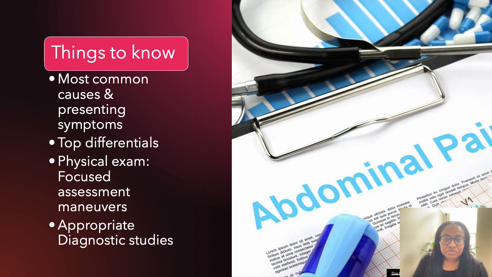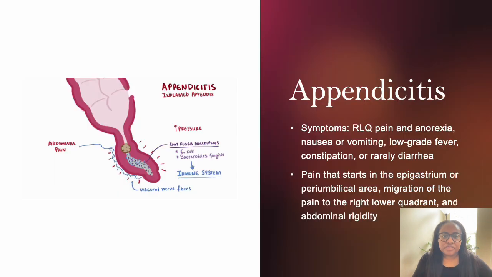So it's not okay just to order a test. You have to know why you're ordering that test and what to do with those abnormal findings if you have them. The first condition that we'll look at is appendicitis. The hallmark symptom of appendicitis is right lower quadrant pain. If you see right lower quadrant pain on a board exam, if you see it in your clinical practice, the first thing you should think about is appendicitis. That should always be on your differential list.